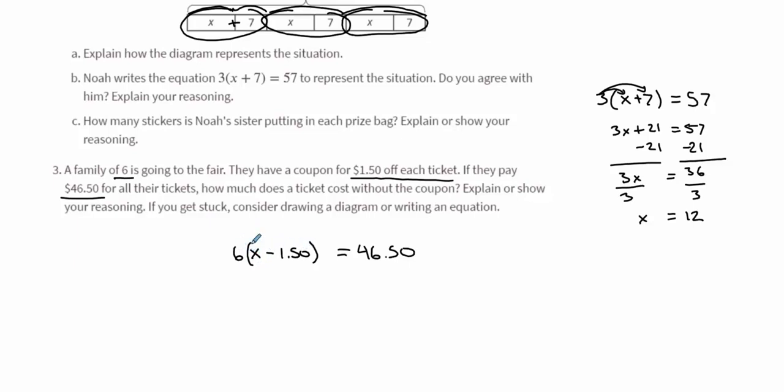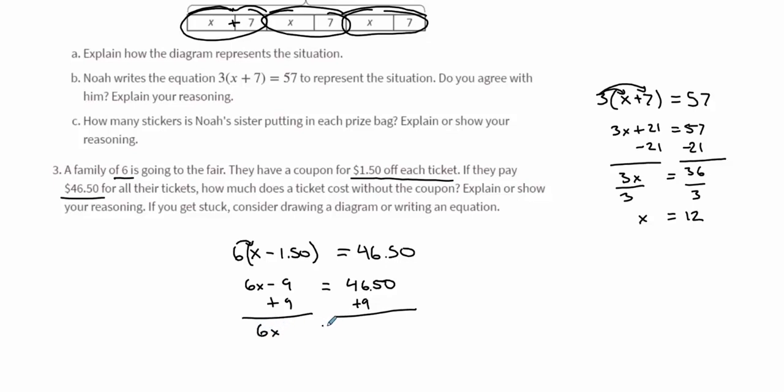So I'm going to use the distributive property here. 6 times x is 6x minus 6 times $1.50. 6 times 1.5 is 9. And that's going to be equal to $46.50. So they're buying 6 tickets and they get a discount of a total of $9. $1.50 off each ticket. So I'm going to add 9. I'm going to add 9.